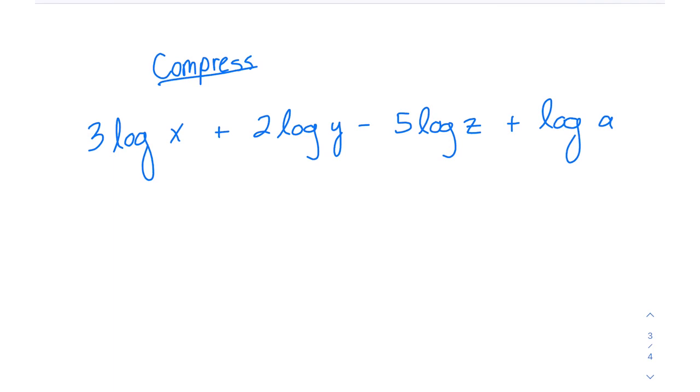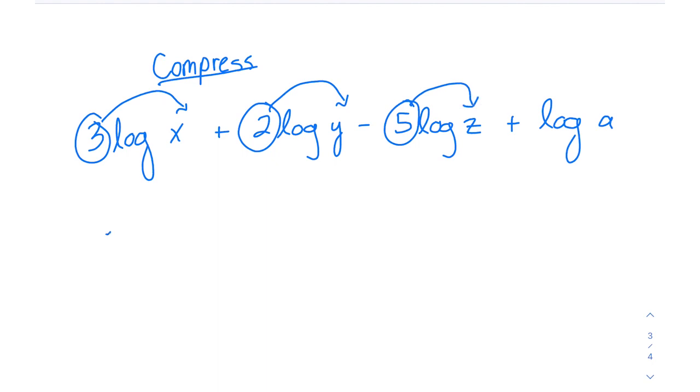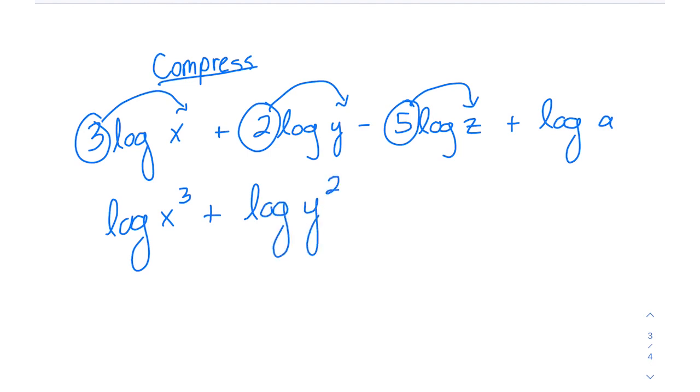So here, first step, we're going to take these coefficients and put them back into their appropriate place inside the log function as exponents. So this will be log of x to the third power, or x cubed, plus log y squared minus log of z to the fifth plus log of a. All right, so step one, we've taken care of those coefficients.